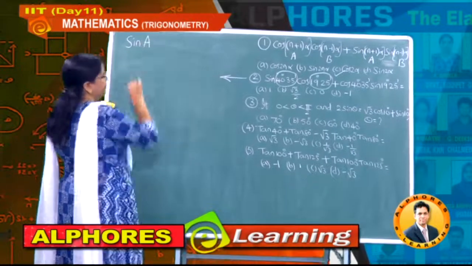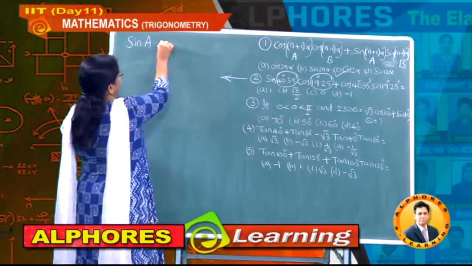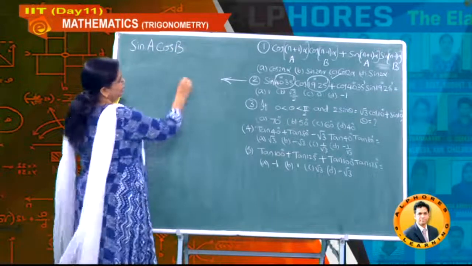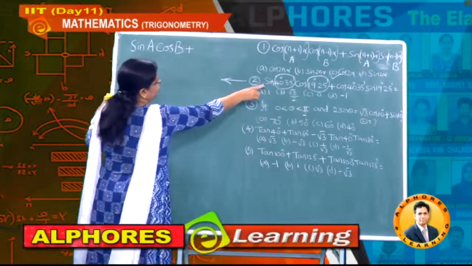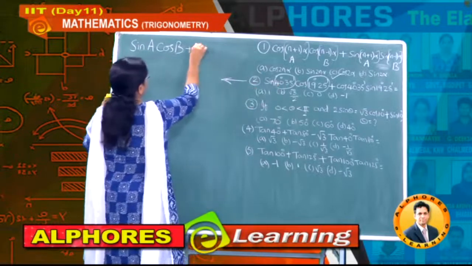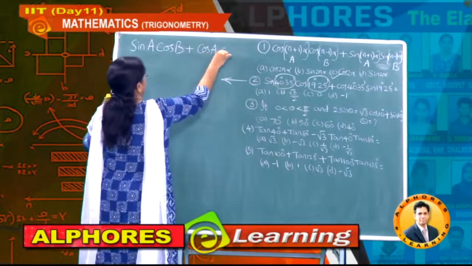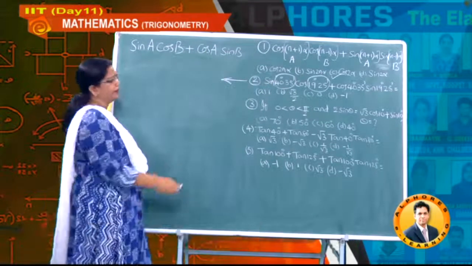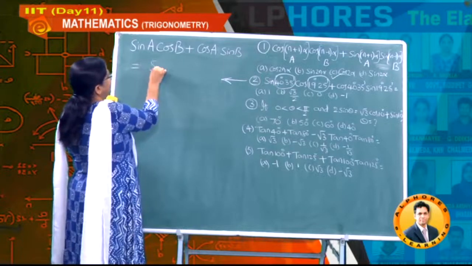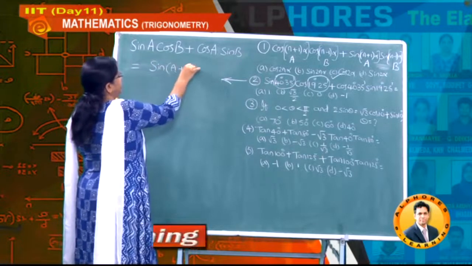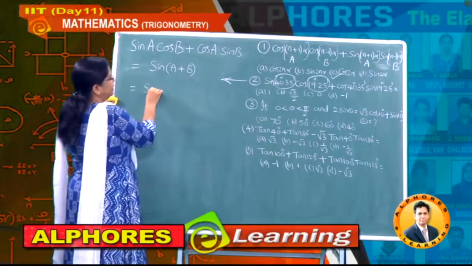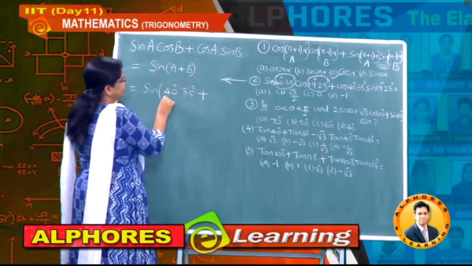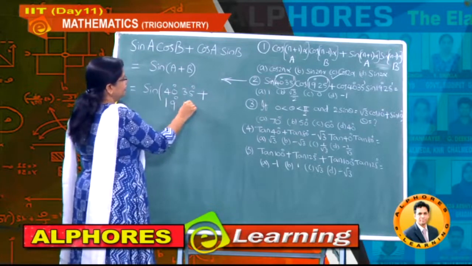I am taking it as A, and the next value is cos 19 degrees 25 minutes, that is B, and the next value cos 40 degrees, the same value is repeating again, therefore this is cos A, and this one is sin B, the same 19 degrees 25 minutes repeated. Hence what is this value here? Sin of A plus B. What is your A value here? That A value is 40 degrees 35 minutes plus B value is 19 degrees 25 minutes.